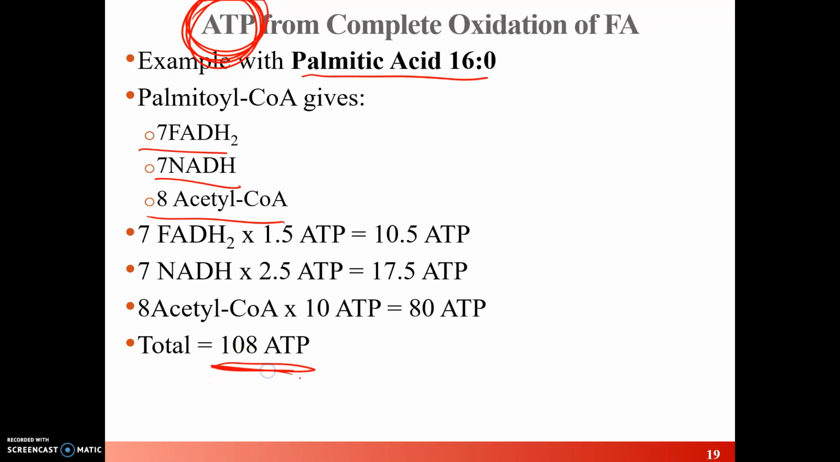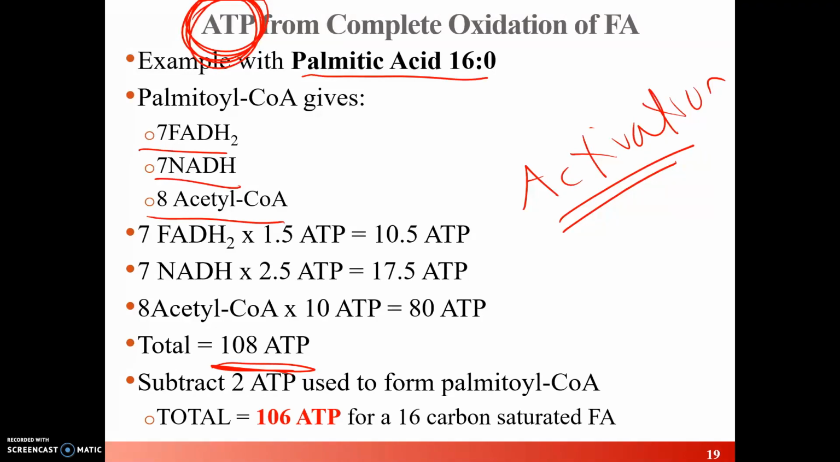108 ATP. Now you might not remember this, but we had this whole process called fatty acid activation that we dwelt on last class, and that used up the equivalent of 2 ATP. So I can't say I get 108 ATP. I need to subtract 2 for the formation of the original activated fatty acid, because remember, it used to be attached to glycerol. So the final actual number is 108 minus 2, which is 106 ATP. So this is your example. You can pick any length you want, but you're going to have to do it on the exam next week.